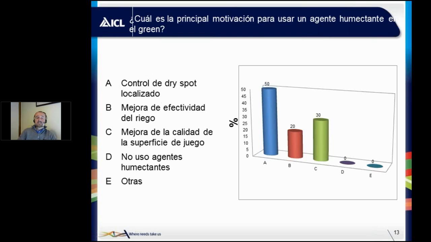A few selected it to improve their irrigation effectiveness, and a few suggested their primary motivation was to improve the surface playing quality. So if we take these results as being true, then with a residual wetting agent, we need to ensure that it enables the golf course manager to control localized dry spot.